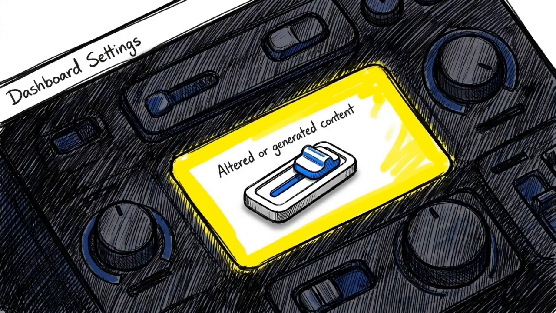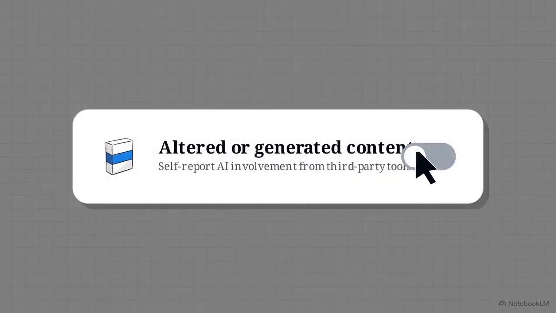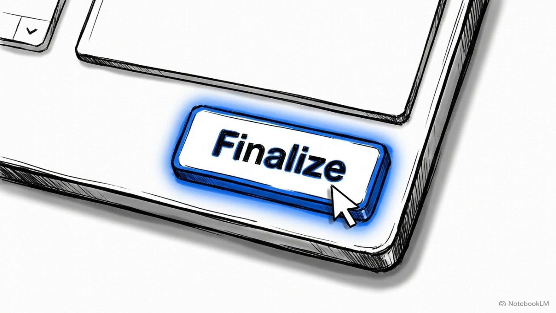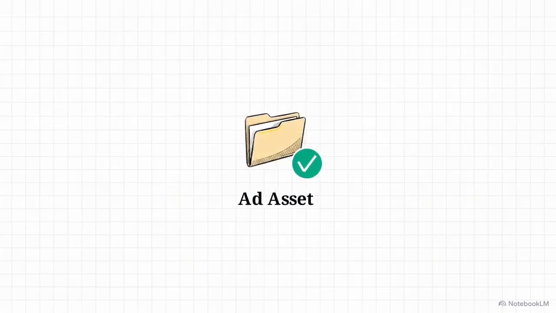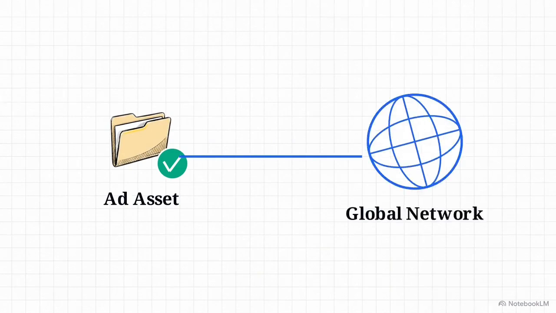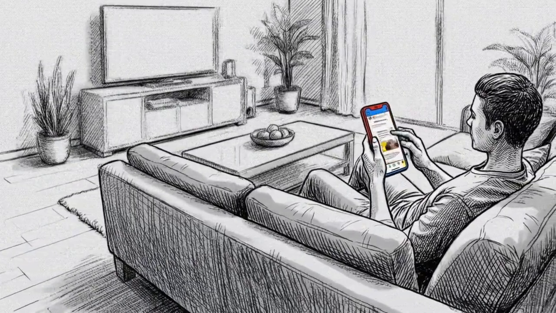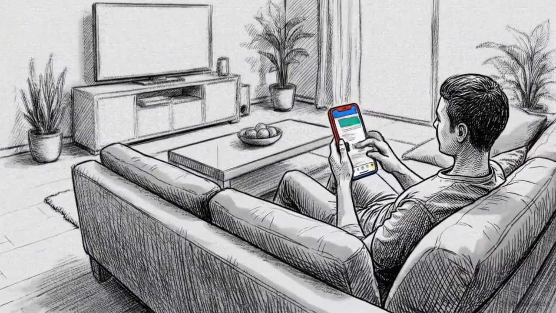Look at this settings panel to locate the exact toggle control Google designated for declaring AI involvement. Manually flip this self-reporting toggle into the active position. An immediate status change or confirmation indicator will verify the asset is now successfully flagged in the system. Save your progress and formally submit the campaign for review. This single back-end action fulfills Google's global mandate for third-party generated assets. With the compliance sequence complete, the finalized campaign deploys actively across digital networks.